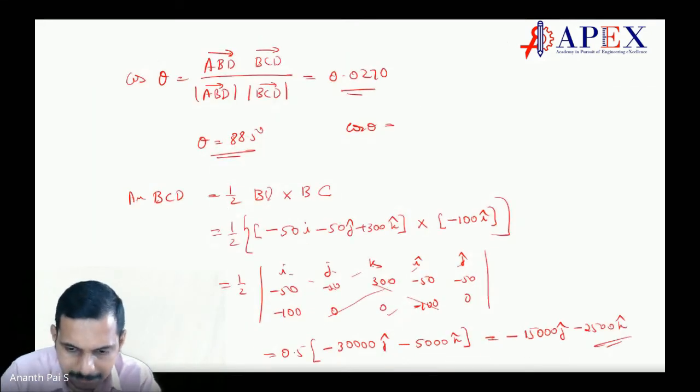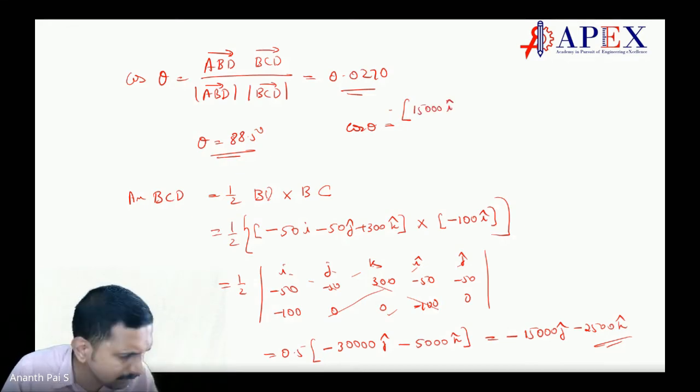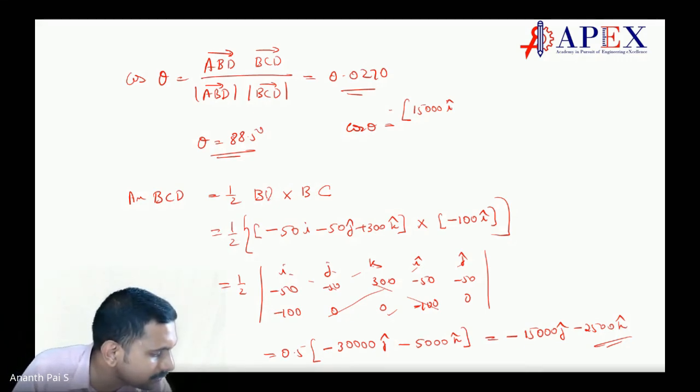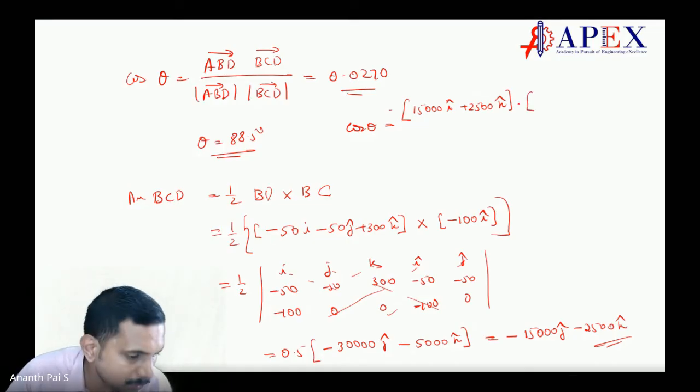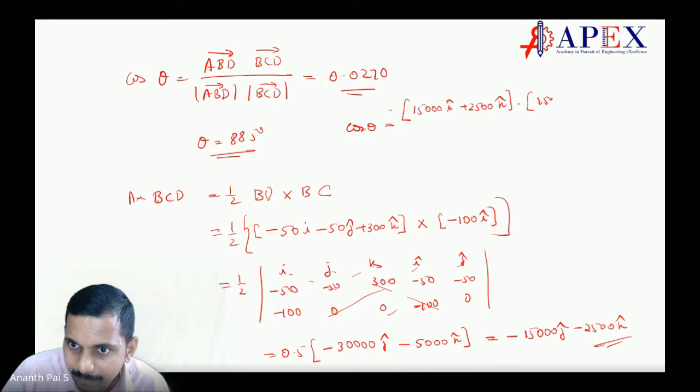Correct. So that minus we will keep there because both are positive. It becomes positive, is it not? One minus another minus. It is 15,000 I. Correct. And then the other one is 2,500 K, right? Dotted with BCD, which would be 15,000 J plus 2,500 K.